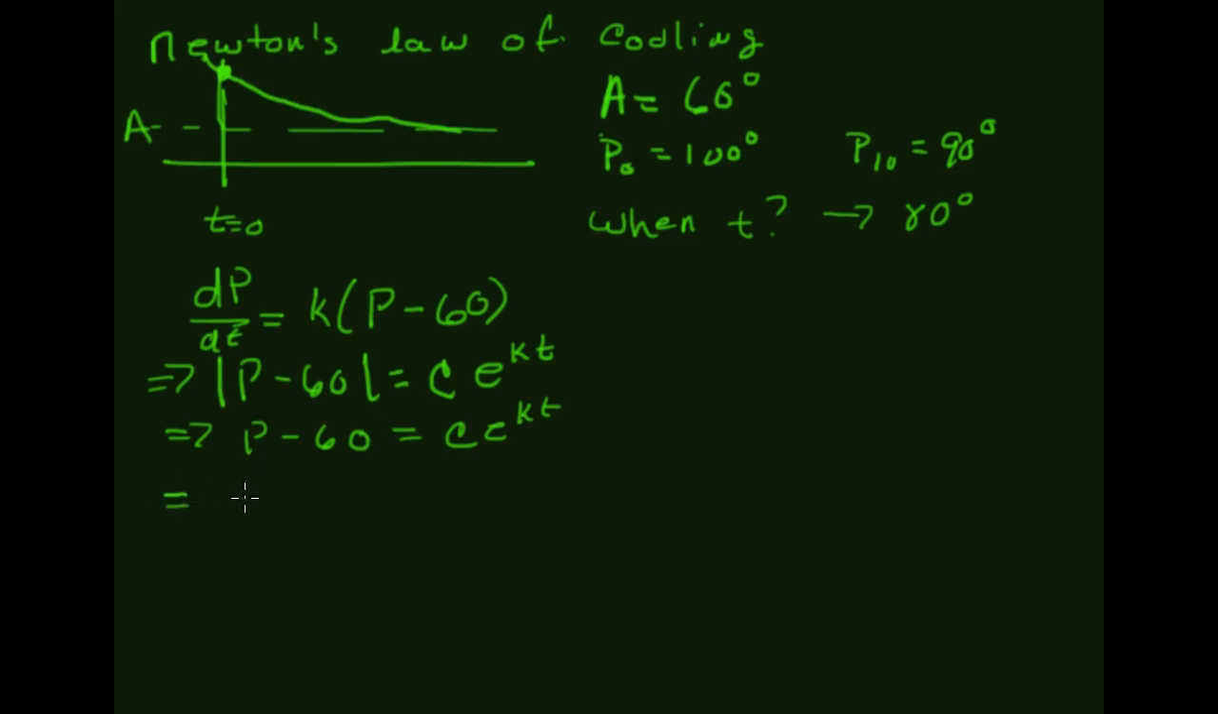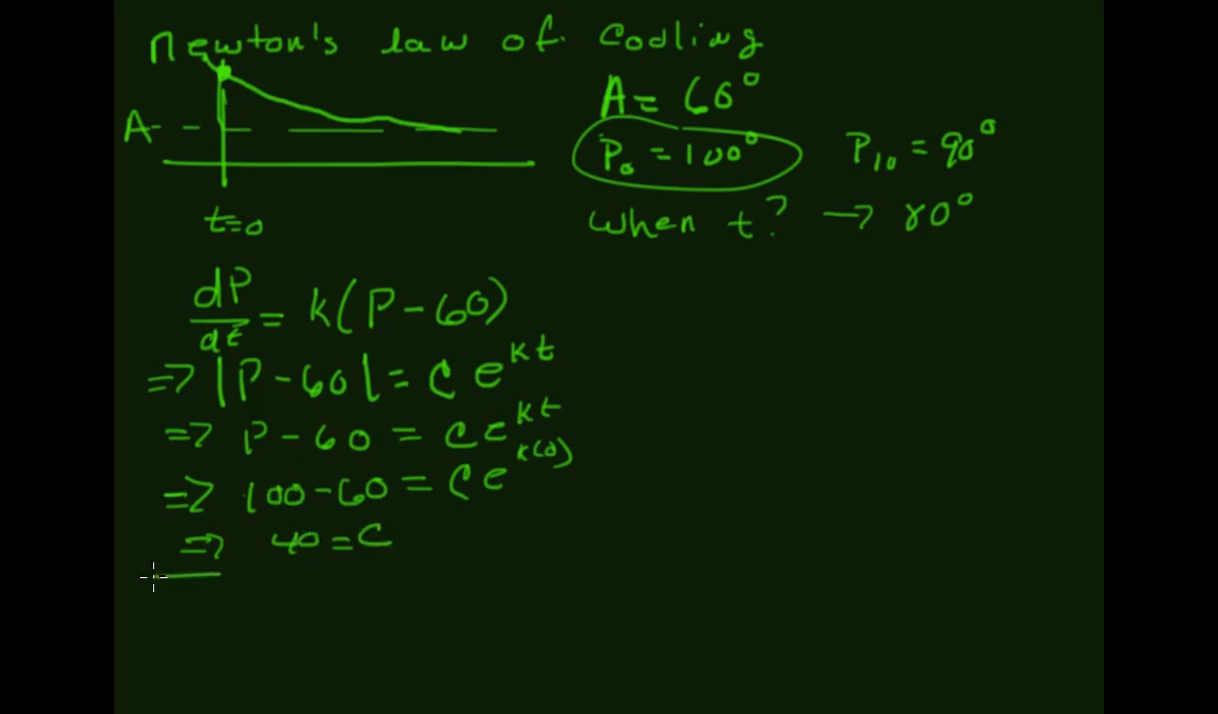All right, so let's say this. If I use this piece of data, 100 minus 60 should equal C times e to the k times 0, which means that 40 is equal to C. Okay, so I've got that piece. I now know that P minus 60 is 40 e to the kt. All right, so I have the C.